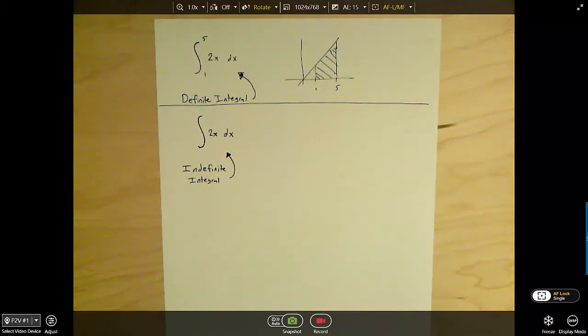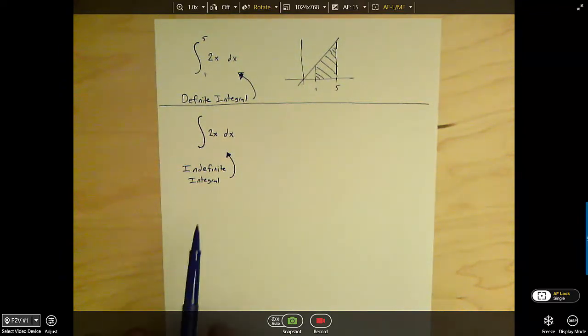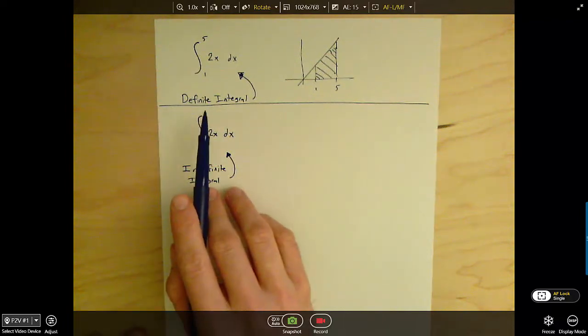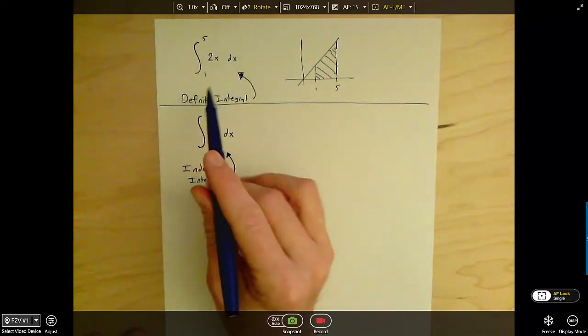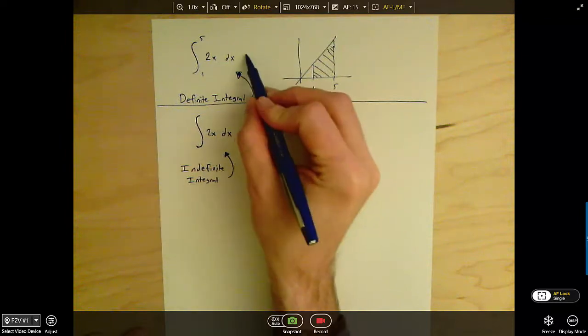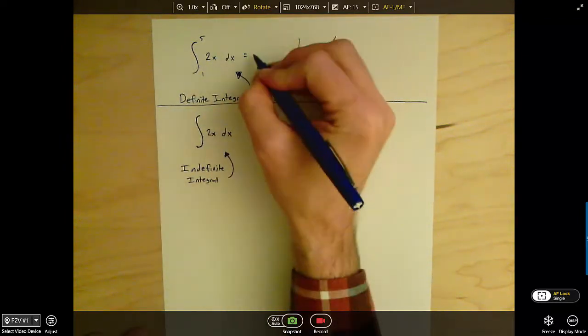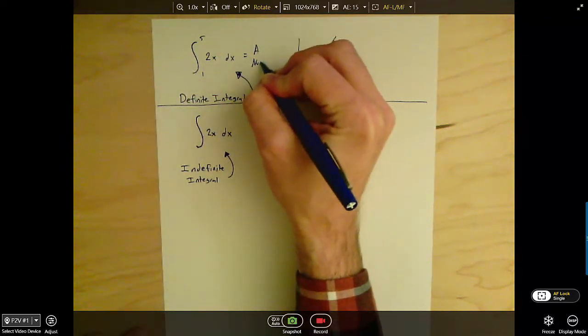Hi everybody! This chapter is called Techniques of Integration. But before we talk about what that means, I just want to introduce the indefinite integral. You already know about the definite integral. The definite integral looks like this, and it is a number. So this whole thing actually represents a number.